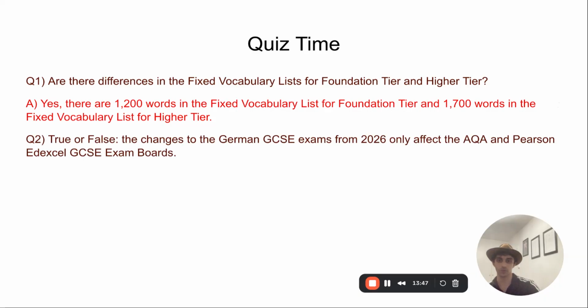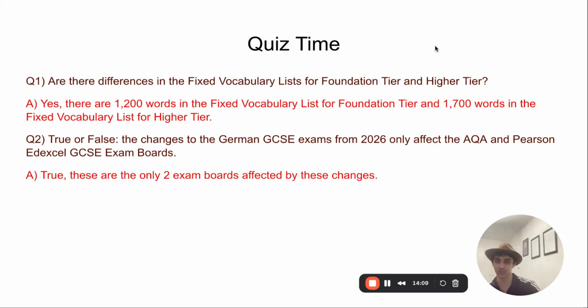Number 2, true or false: the changes to these German GCSE exams from 2026 only affect the AQA and Pearson Edexcel GCSE exam boards. That's definitely something that was mentioned. I'll give you a few more seconds to think. Okay, and now I'll show you the answer. This is true. These are the only two exam boards actually affected by those changes.